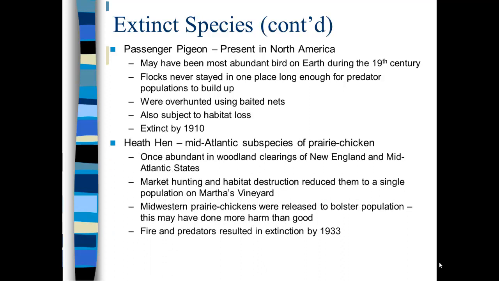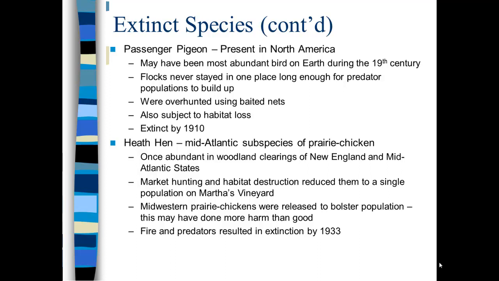The heath hen, this was a species that people tried to save, and it's a type of prairie chicken. You saw it in New England and mid-Atlantic states. The hunting of these birds and habitat destruction led to just a single flock that was isolated on Martha's Vineyard. Martha's Vineyard is a very small island, a very small habitat, and you would expect that the genetic fitness in a small habitat like that would suffer.